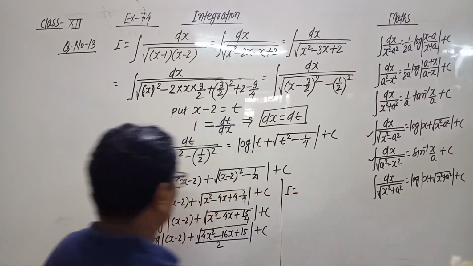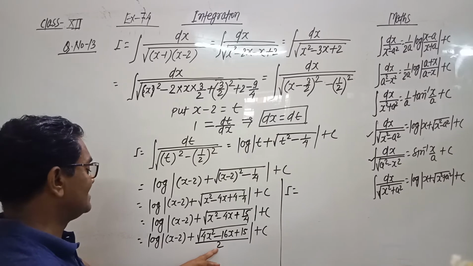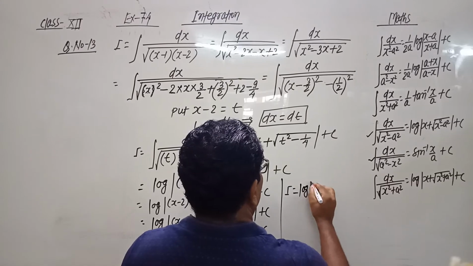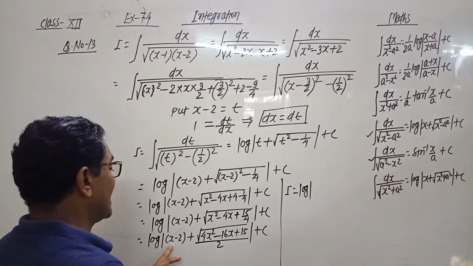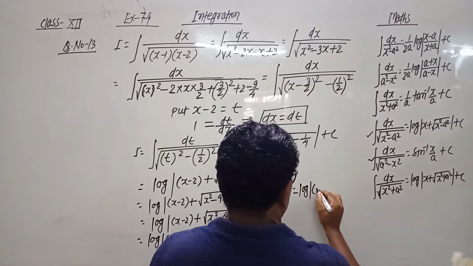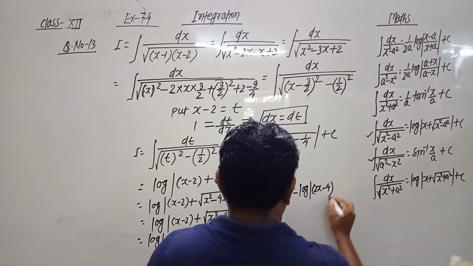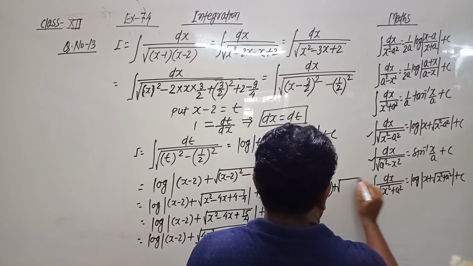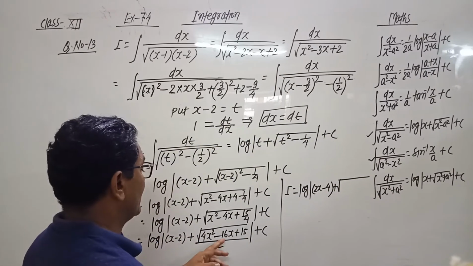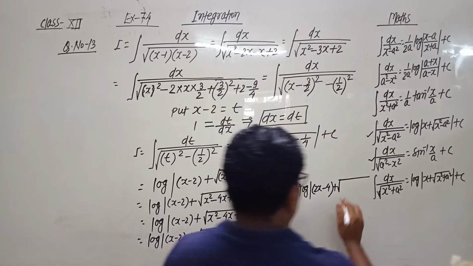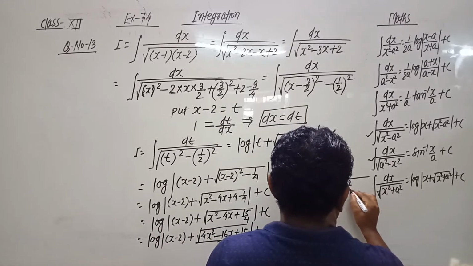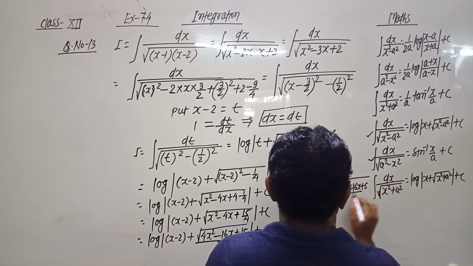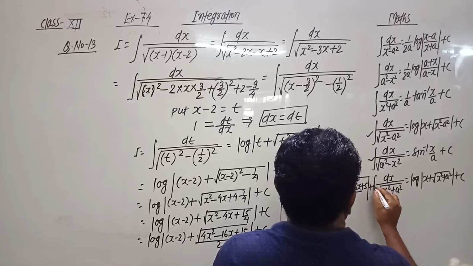So i equals 2 is the LCM. So we get log of 2 multiplied by x, 2x minus 4 (2 into 2 is 4) plus under root of 4x square minus 16x plus 15, and whole upon 2, plus c.